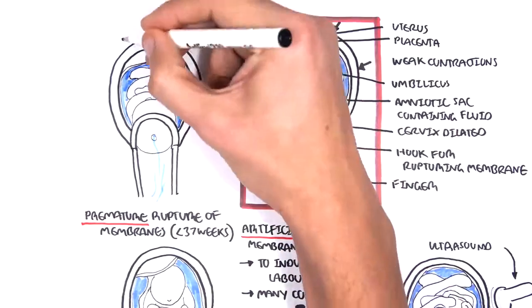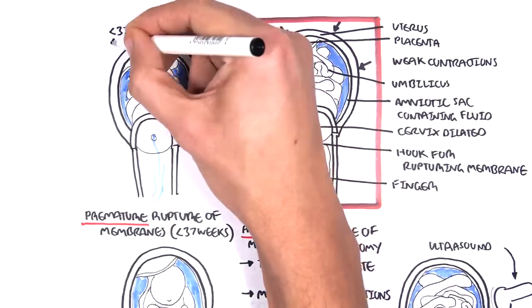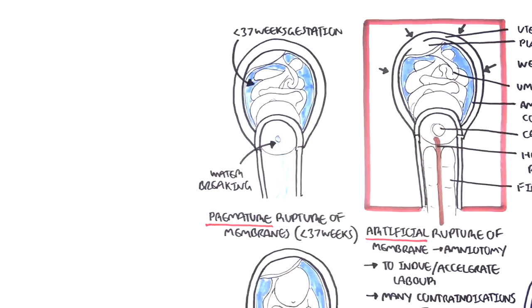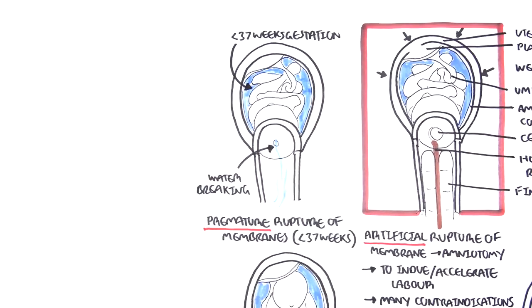So here the fetus is less than 37 weeks old. And the fetus might be very small, but the water has broken. Now in this scenario, the baby might have to be delivered. Now let's go back to spontaneous rupture of membranes.